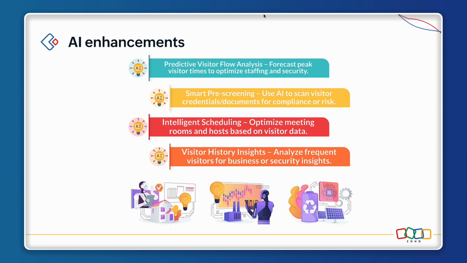And you can also analyze the frequent visitors and what the purposes are. You can see if there is any anomaly or any security threats based on the description or the purpose given, right? So these are the AI enhancements that can be handled within the Smart Visitor Management System. So with this, we are coming to the end of the session.